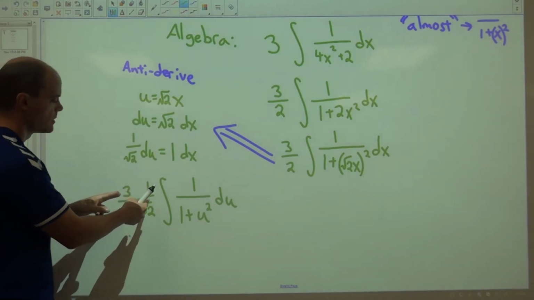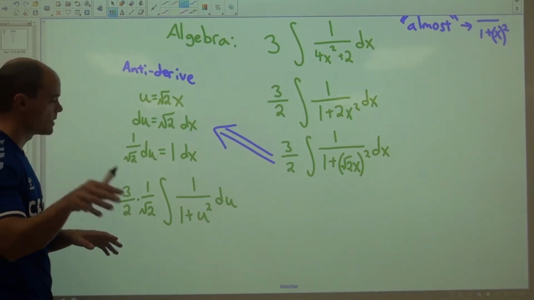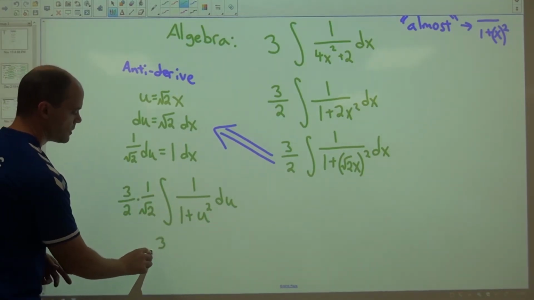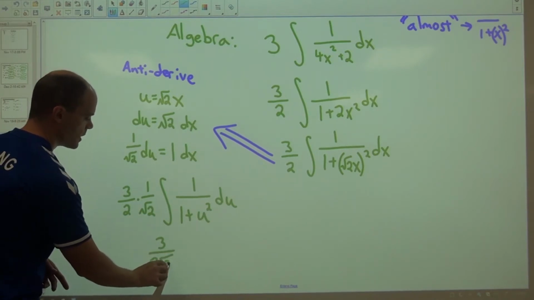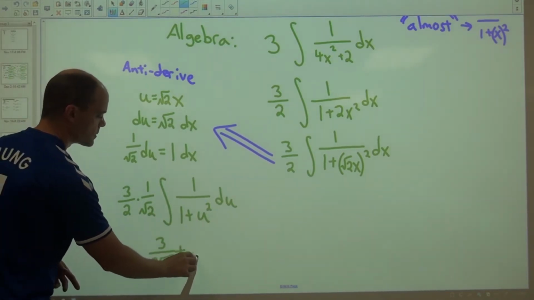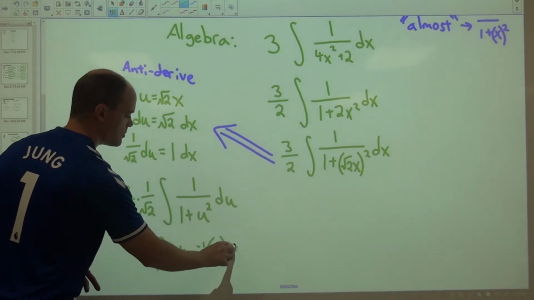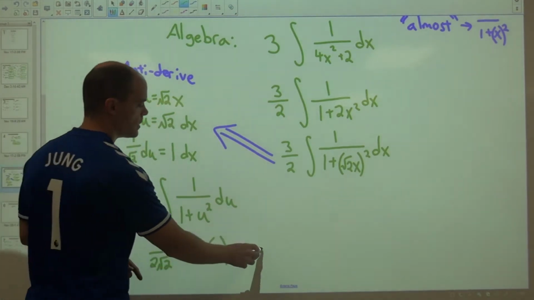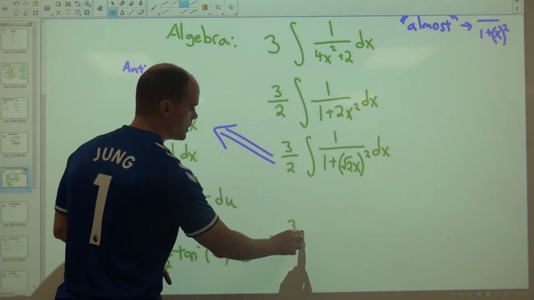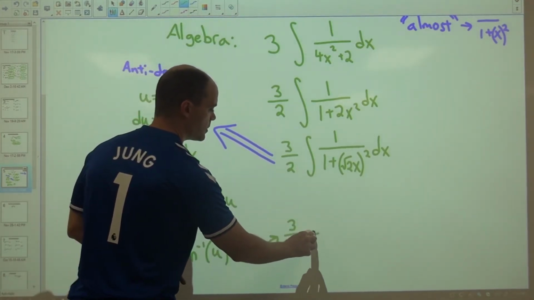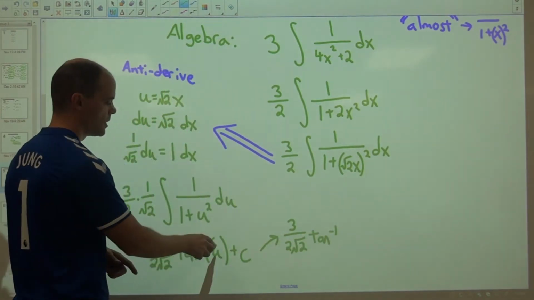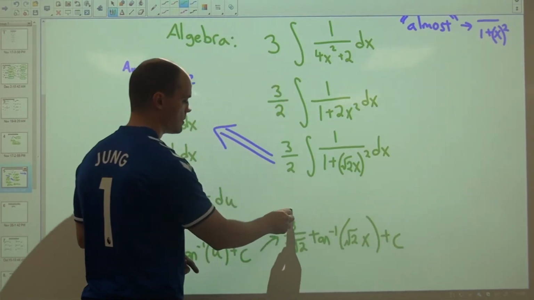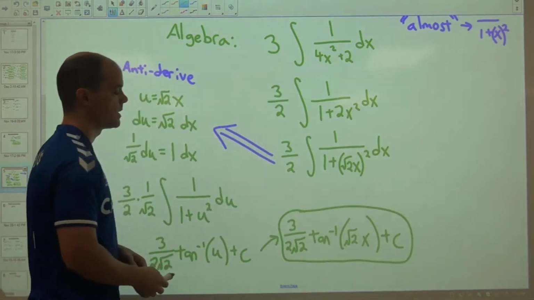Now that we've done that, it's a quick little cleanup, no need to rationalize or any of that garbage you guys did in pre-calc. I know the antiderivative of this is inverse tangent, so I get 3 over 2 radical 2 inverse tangent of u plus c. And what was the u? It was radical 2x. So our final answer is 3 over 2 radical 2 inverse tangent of radical 2x plus c. There is our antiderivative.